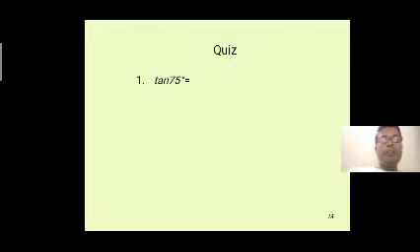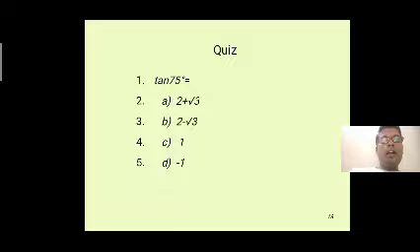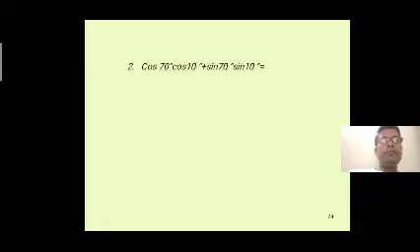Quiz. Tan 75 degrees. Option A 2 plus root 3. Option B 2 minus root 3. Option C 1. Option D minus 1. What is the answer? 2 plus root 3. Second question. Cos 70 degrees into cos 10 plus sin 70 into sin 10 equals. Option A 1. Option B minus 1. Option C 1 by 2. Option D minus 1 by 2. What is the answer? 1 by 2.